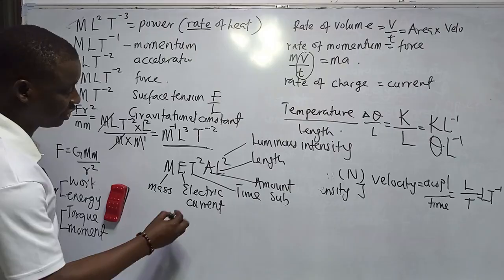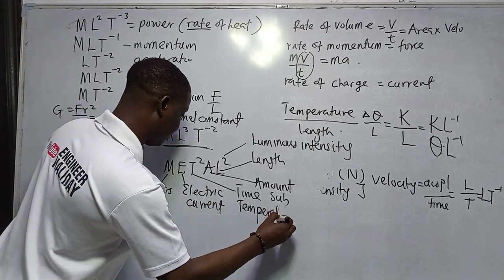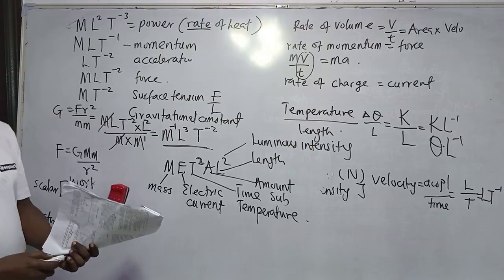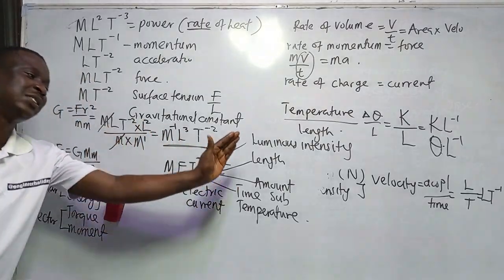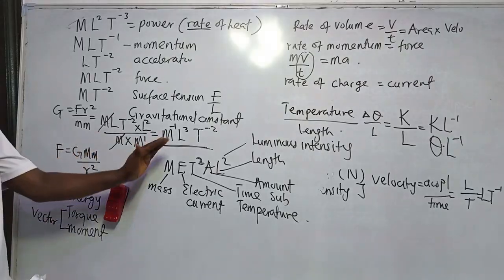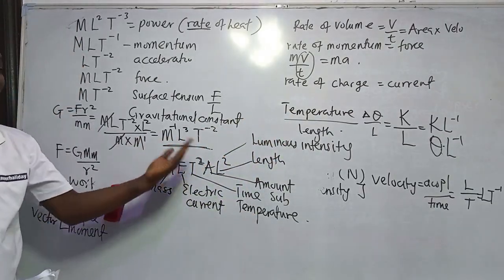Then T. T is time and temperature. This T square, so time and temperature, so it's balanced. So anyone that is not here is not fundamental. Anyone that is here is fundamental. That means all these ones are fundamental. But for anyone that is not, you can use the elimination method.